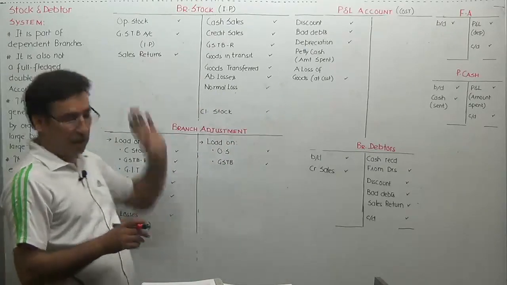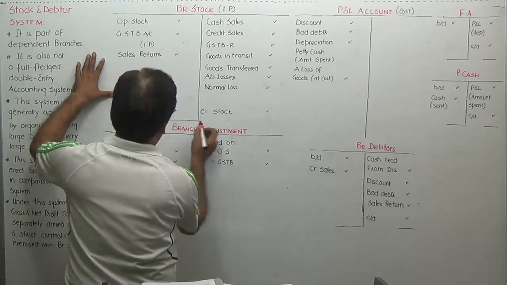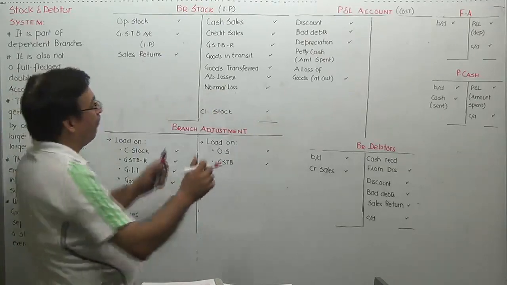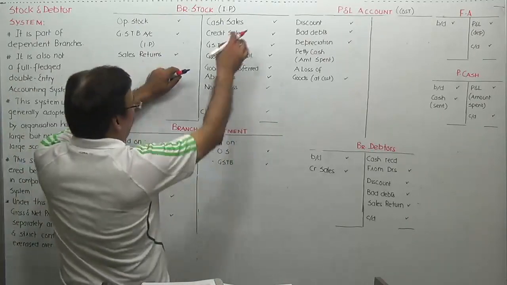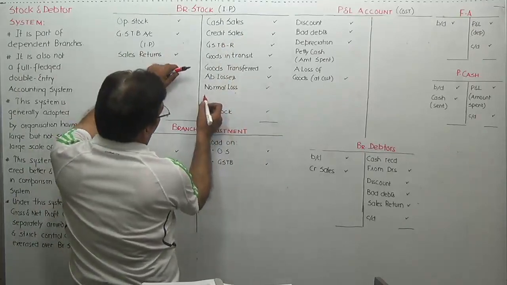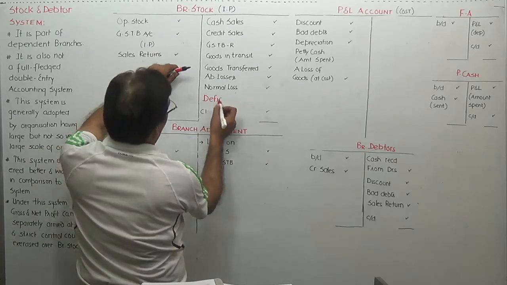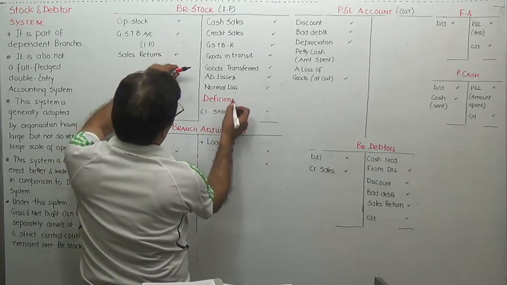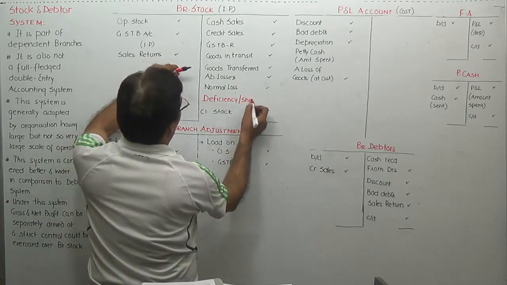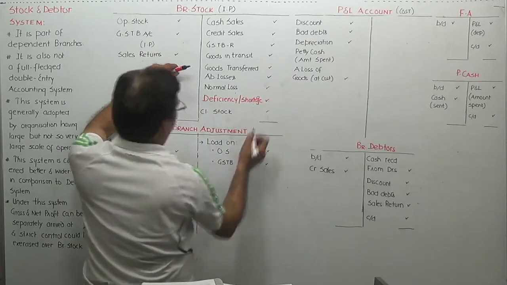Now we shall close this account. If I am going to close this account, please pay attention, there is a possibility that I will have the balancing figure towards the credit side. It means my debit side is more. Then this figure is known as deficiency, or you can write it as shortage.